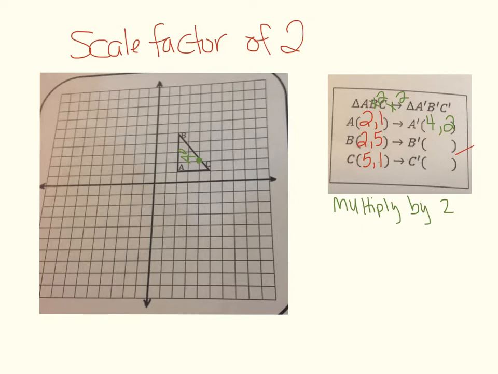I'm going to do the same for B. 2 times 2 is 4. 5 times 2 is 10. So I'm going to go over 4, up 10. It's going to be way at the top of the grid here. Label it B prime. And then the last one, I'm going to do 5 times 2, which is 10, and then 1 times 2, which is 2. So over 10, up 2, and I'm going to label it C prime. Make sure you connect your points as straight as possible. And there's my dilated triangle, A prime, B prime, C prime.